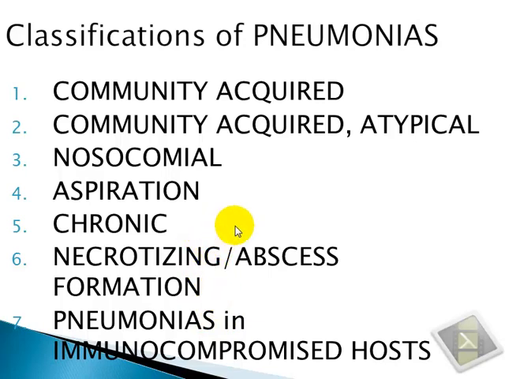Now this is a list of classification of pneumonias. You have a lot of things which you can see here. They are community acquired pneumonias, community acquired atypical pneumonias, nosocomial or hospital acquired pneumonias, aspiration pneumonias, chronic pneumonias, necrotizing pneumonias which may lead to abscess formation, and finally the pneumonias in the immunocompromised host. So these are different types of pneumonias. We'll talk about all of these one by one in a short while.